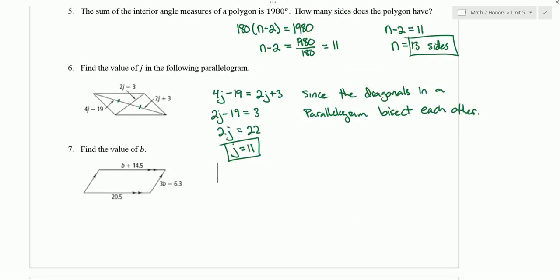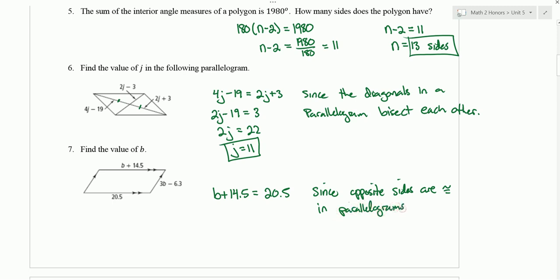Number 7, find the value of b. So looking at the picture, we see that the top and bottom are parallel to each other. Also the left and the right are parallel to each other. So this is a parallelogram. And another property in a parallelogram is that opposite sides are congruent. So we can say that b plus 14.5 is equal to 20.5, since opposite sides are congruent in parallelograms. And so if we subtract 14.5 from 20.5, we end up with b is 6.